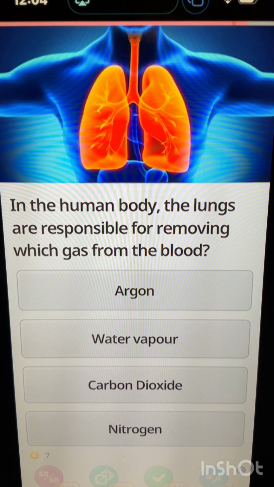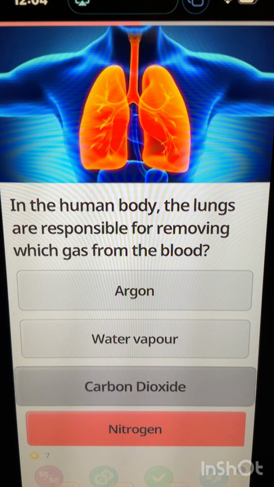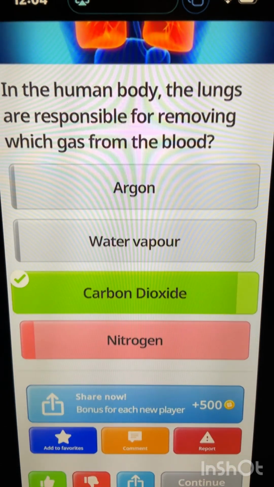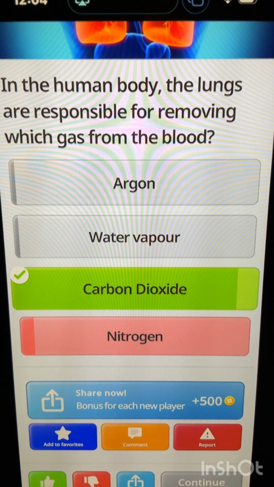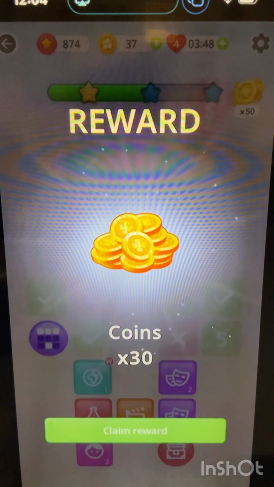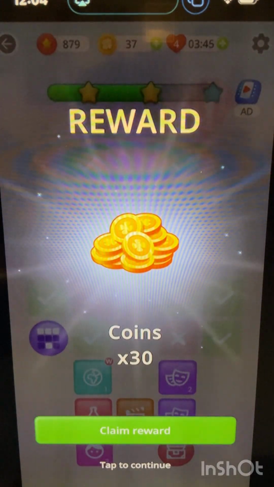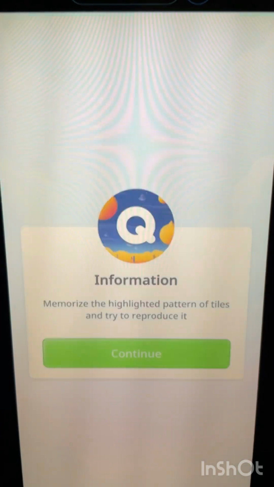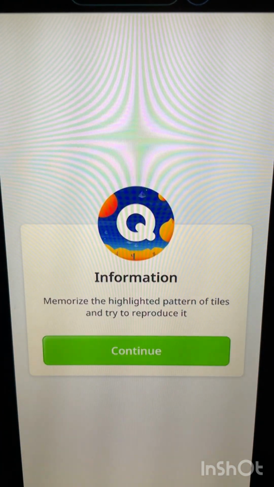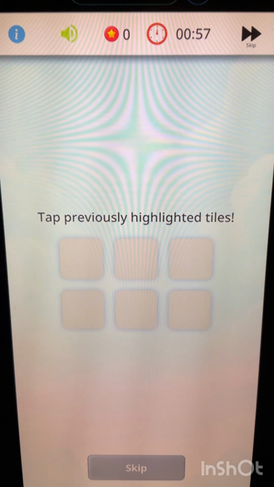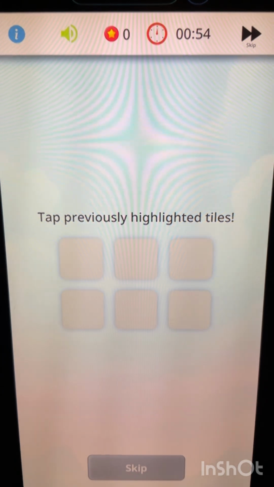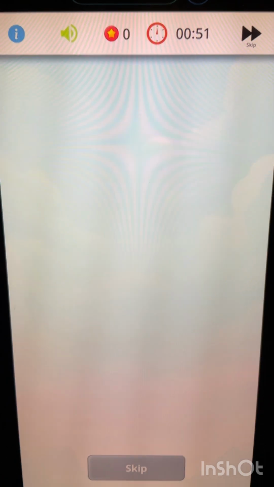Okay, now we are back again. In the human body, the lungs are responsible for removing carbon dioxide. I put the wrong answer. Tap previous highlighted tiles. Going to continue.